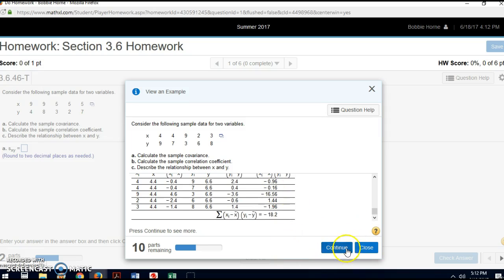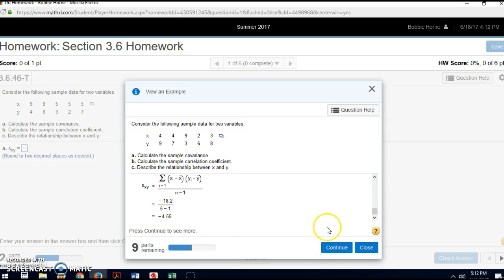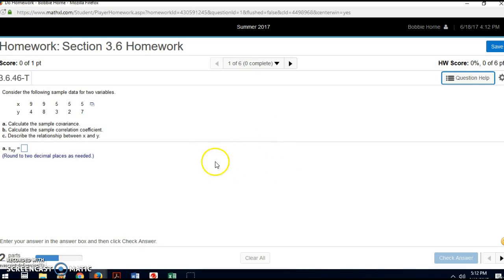So I'm going to do that in a spreadsheet just to make it a little bit easier. And then you get this number here, and that's the sample covariance. And then you're going to find the standard deviation of X and the standard deviation of Y. That part right here, I'm going to do in the stats calculator. I'm not going to do that by hand. I'll probably confuse you more there. So let me actually show you how you can do this.